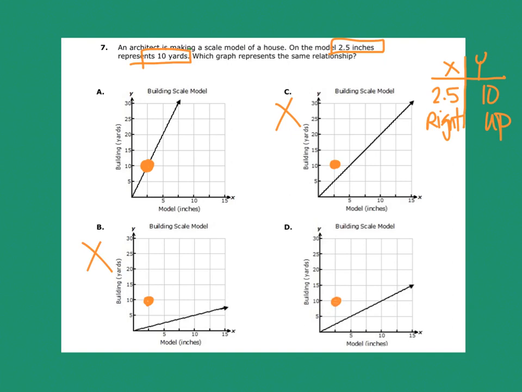Sometimes you will have two graphs that have the same first dot, and then you have to keep trying. But for us on this one, A is the only one that has that dot for 2.5 and 10.